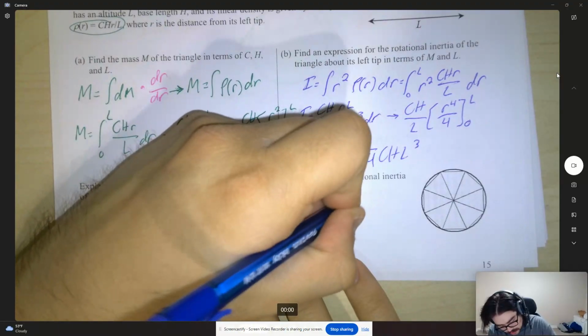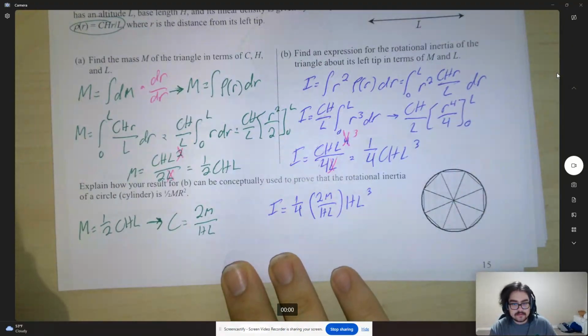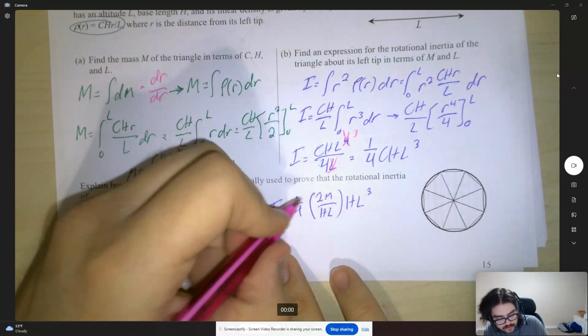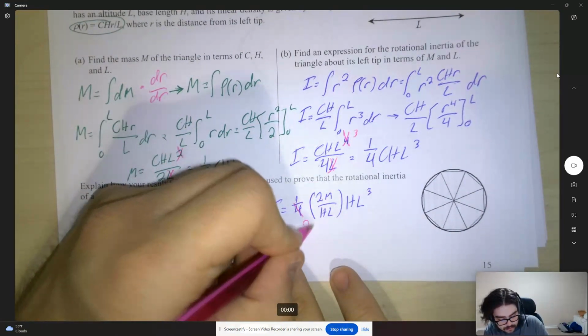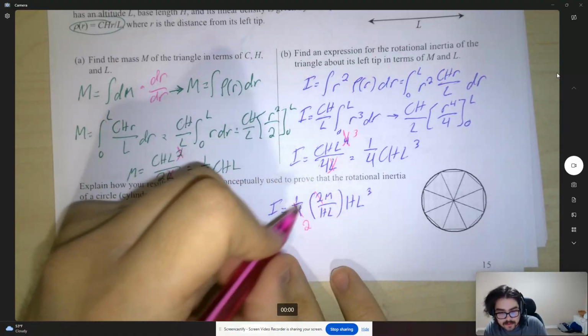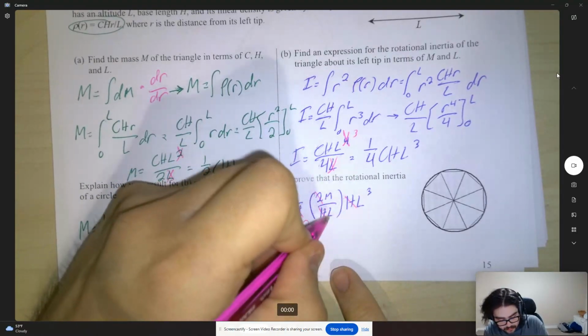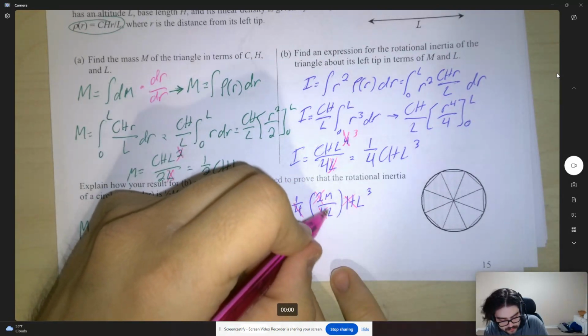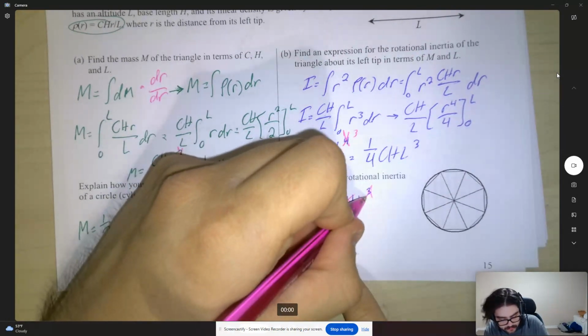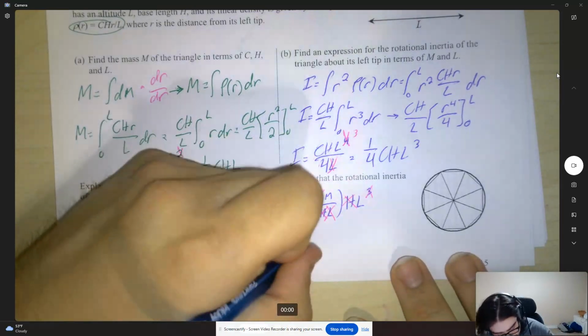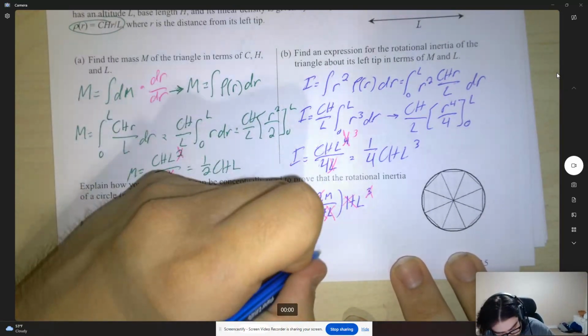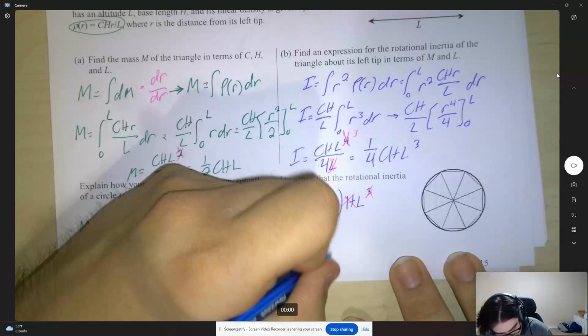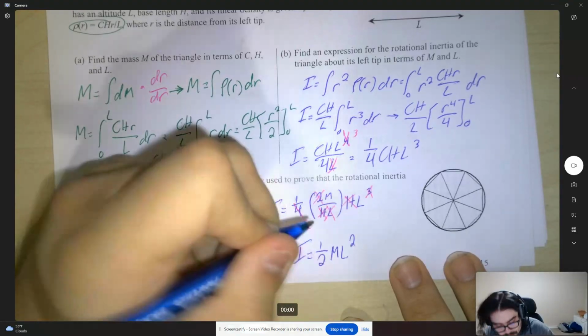times HL cubed. And then a ton of stuff is going to cancel out here, right? This is going to turn into 2. This is going to cancel out to 1, so it doesn't matter. The H's are going to cancel out. And then the L is going to cancel out with one of the L's up here, which actually just gives you I equals 1/2 mL squared.